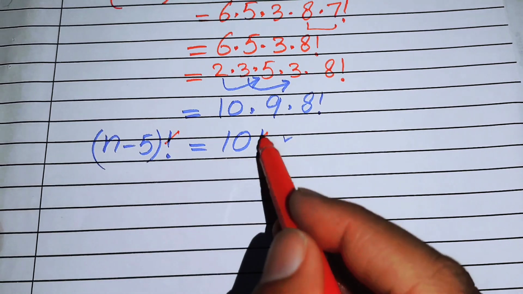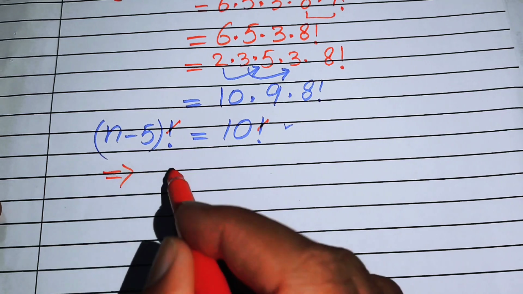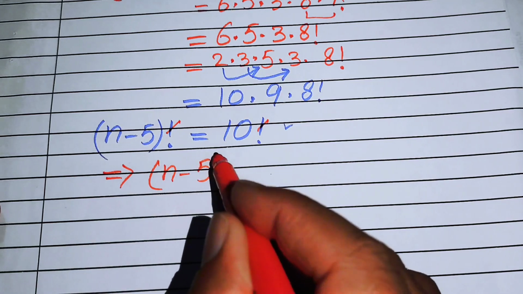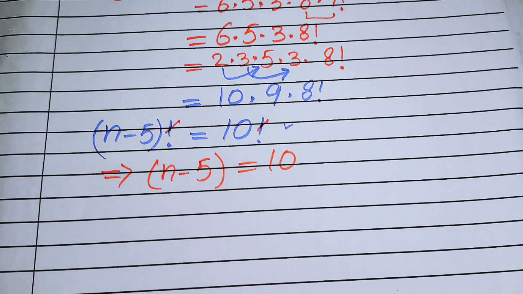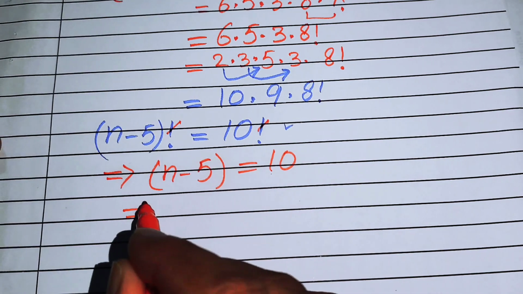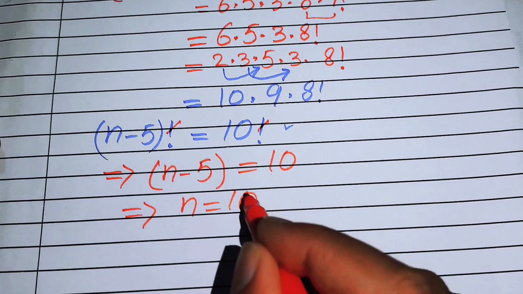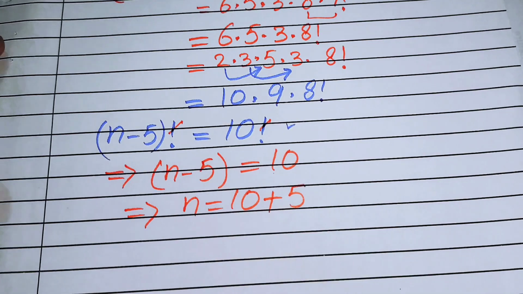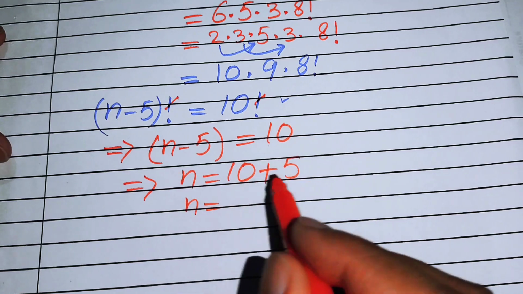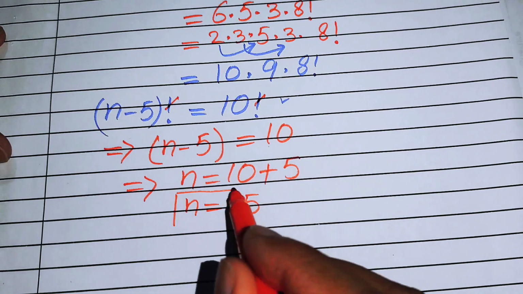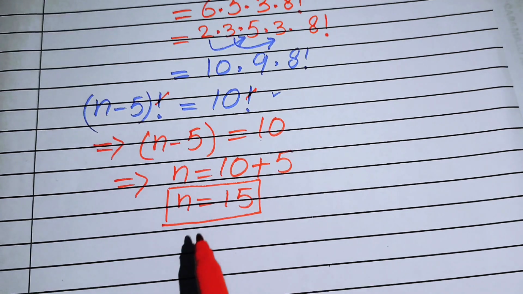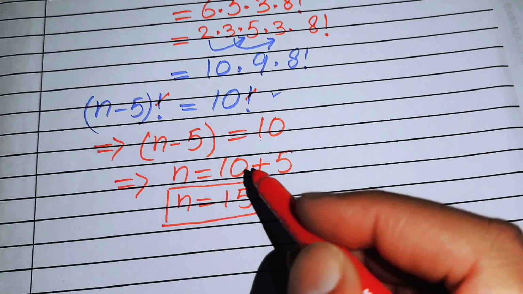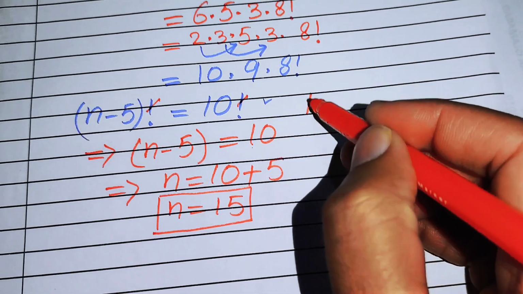Here the factorial is cancelled out by this one, and you will get n minus 5 equals 10. In order to find the value of n, we move this minus 5 to the right hand side, and you will get n equals 10 plus 5, which becomes 15. So this is our final value of n in this problem, and this is our final answer.